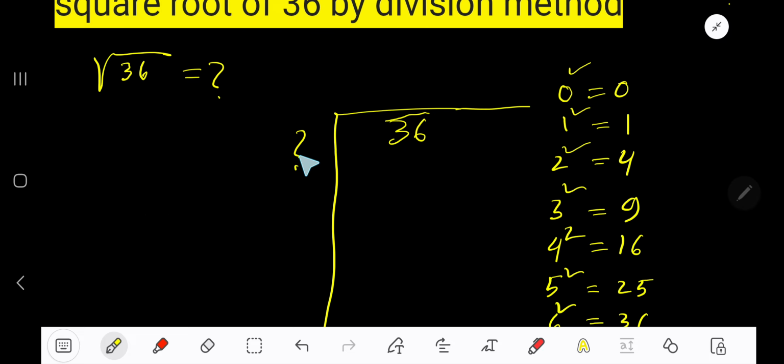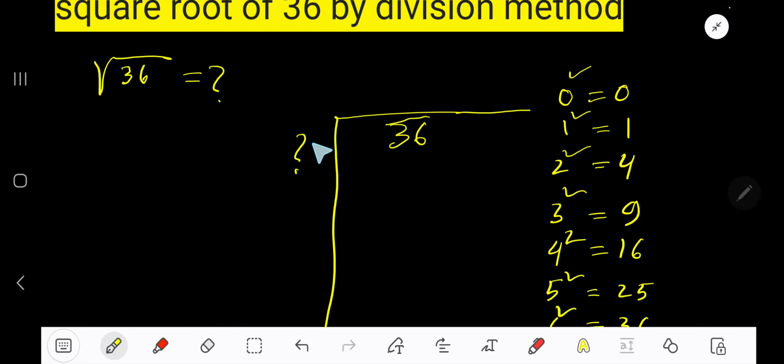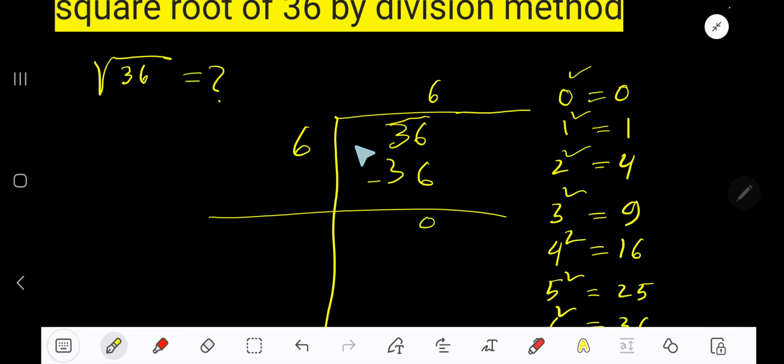If I take 5, 5 squared equals 25, which is much lower than 36. If I take 7, then 7 squared equals 49, which is greater than 36. If I take 6, then 6 squared will be 36. This number must come here also. So 6 times 6 is 36, subtract, 0.